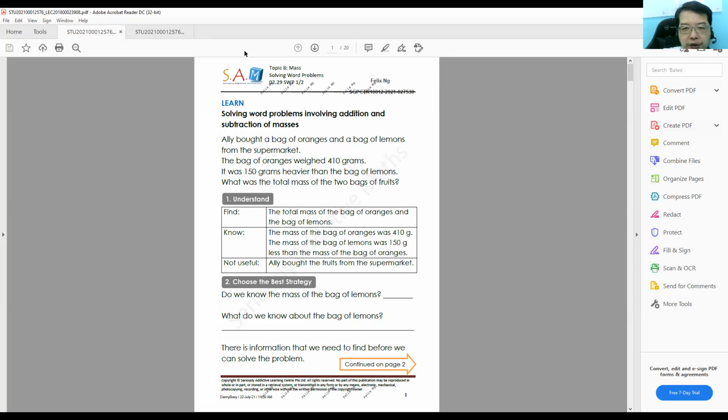Please get ready your first book, and that is 0229 SWP1/2. So this will be the book that we will be using.